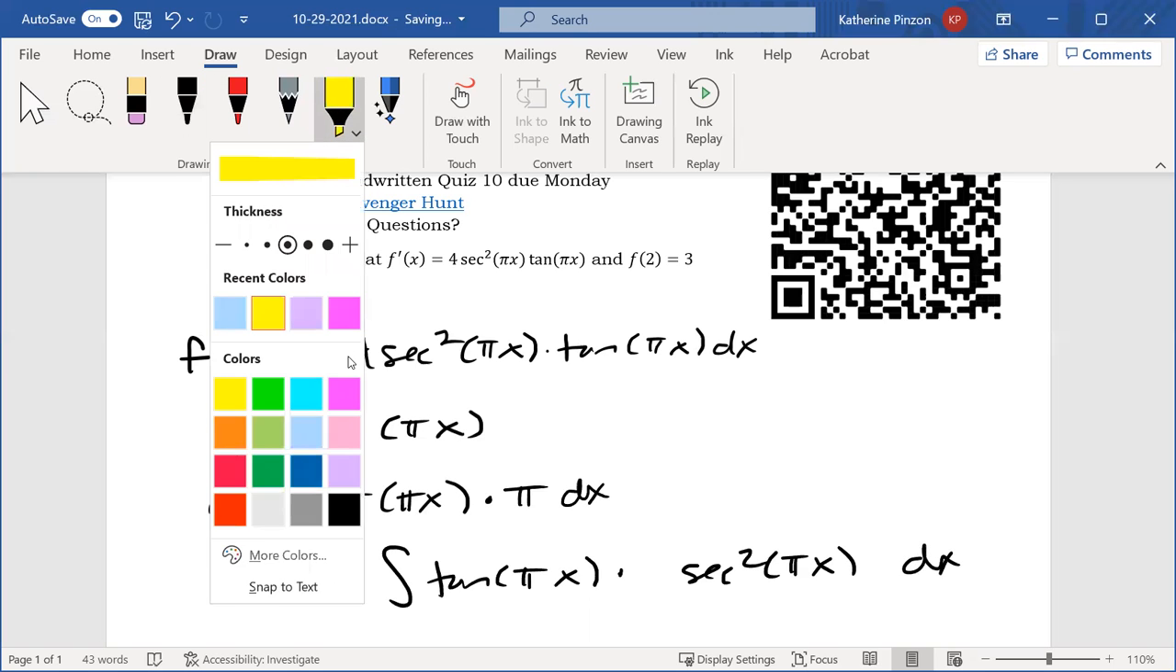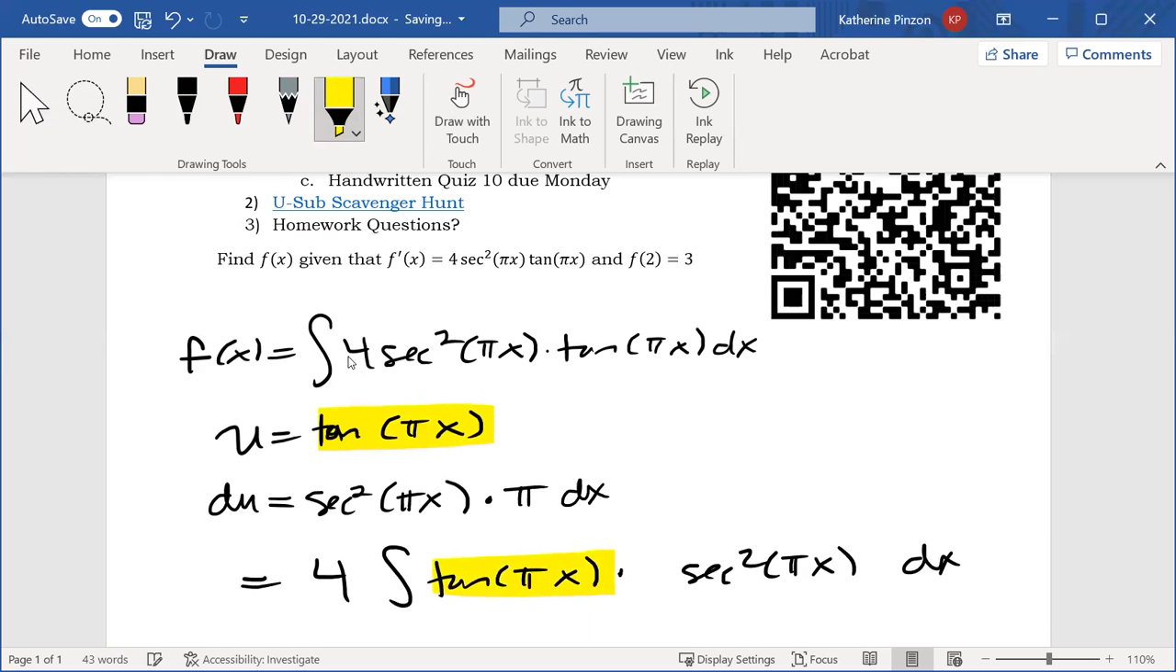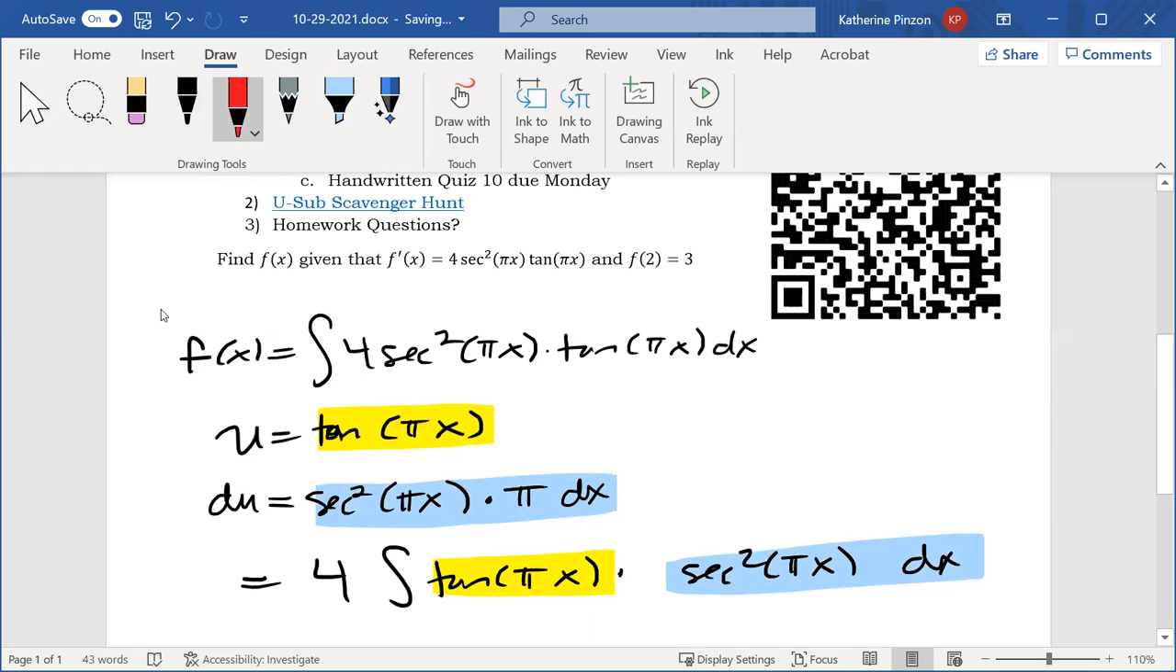Okay, so this guy is u. And this is what I need for du. Do I have it? No, what am I missing? A pi. Okay, if I stick a pi in here, then I need a 1 over pi in the front.